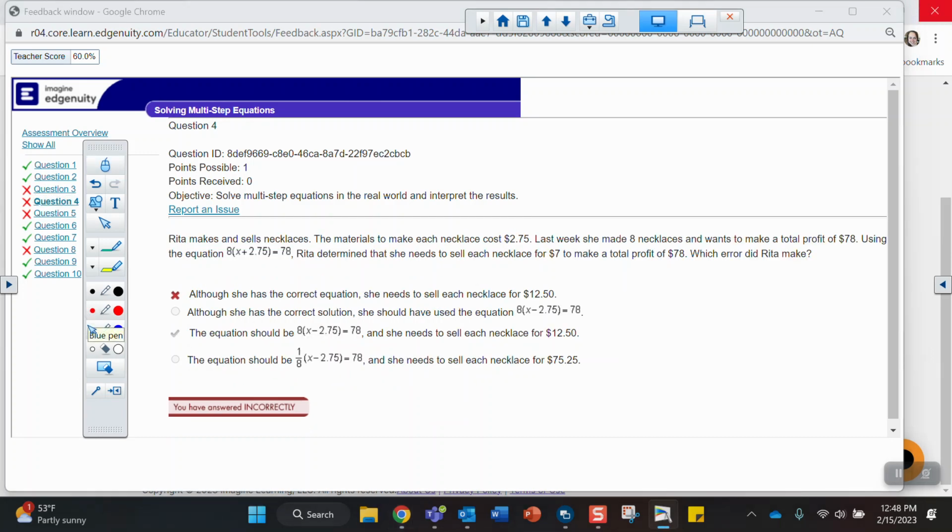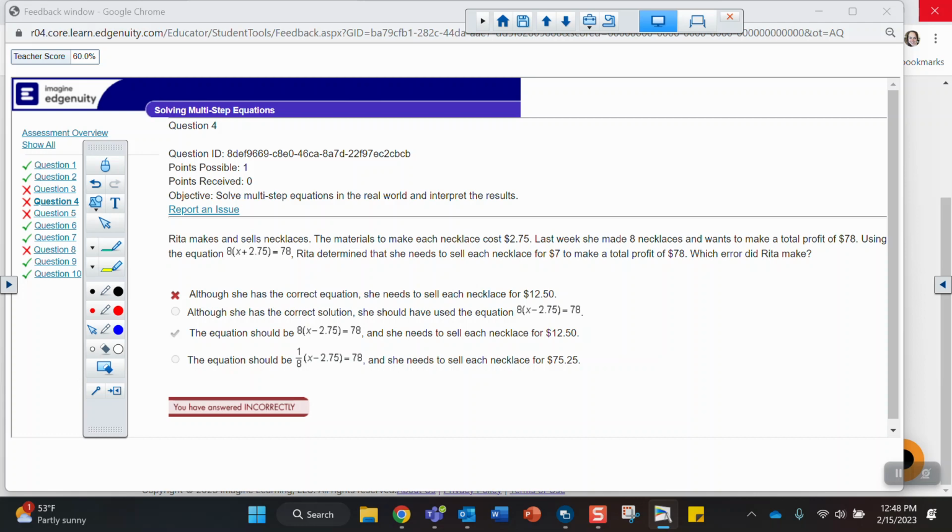Okay, Rita makes and sells necklaces. The materials to make each necklace cost $2.75. Last week she made 8, wants to make a total profit of 78. Using this equation, she determined she needs to sell each necklace for $7 to make a total profit of 78. What error did Rita make?